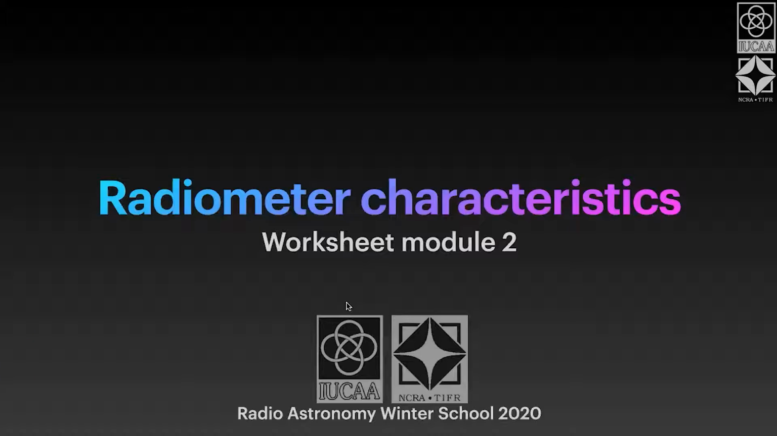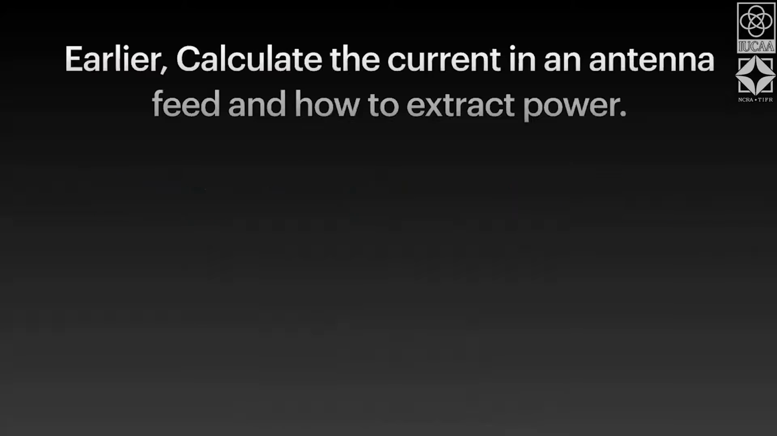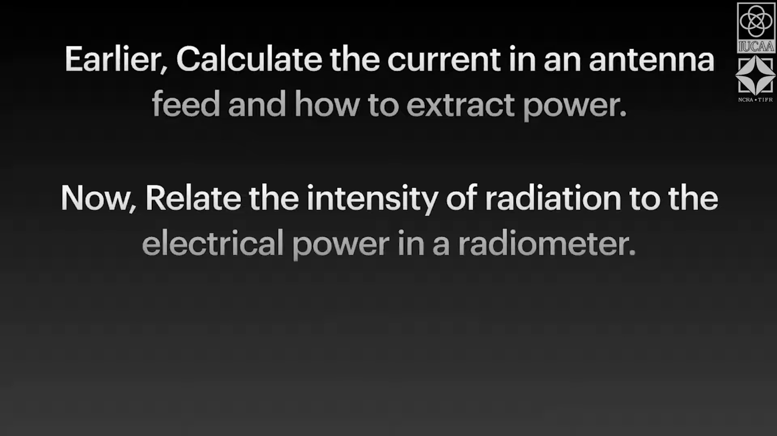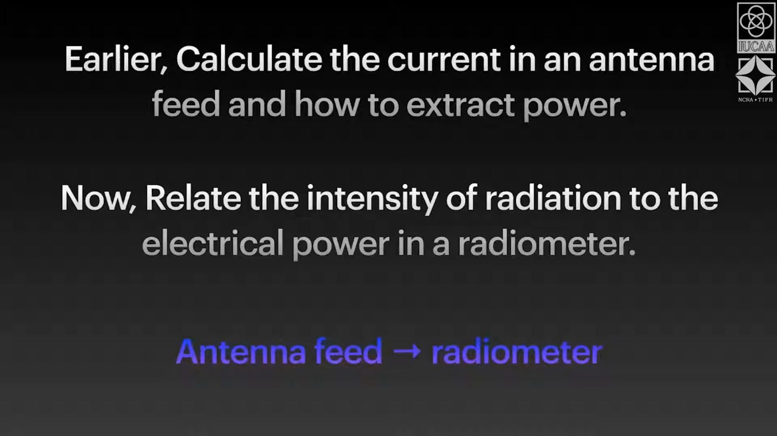What I'll do now is go over the second worksheet, which is on radiometer characteristics. Just a short recap: in the morning session we calculated the current in an antenna feed, and we found out how one can extract power. Now we'll relate the intensity of radiation falling on an antenna and see what kind of electrical power is received by the radiometer.